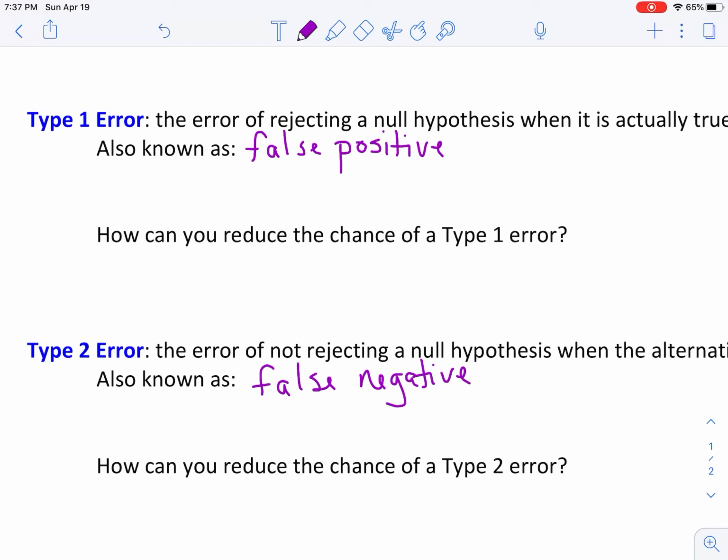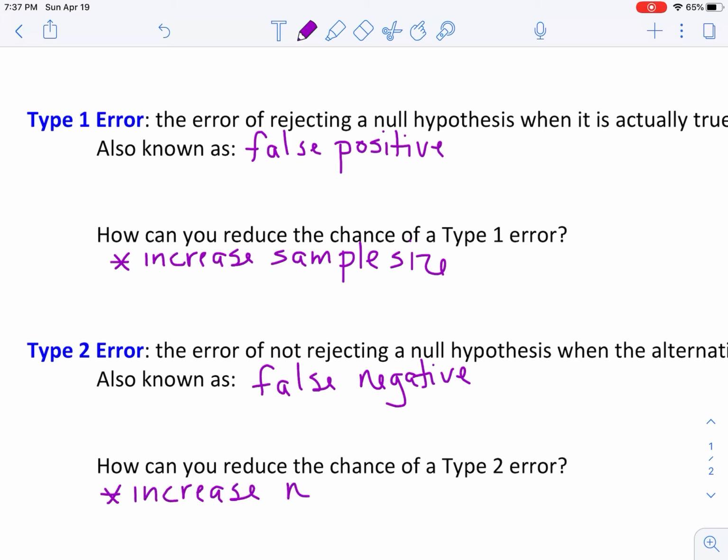Now, I asked you last week, how can you reduce the chance of these errors? The best way to reduce both of them, and this is what you guys got, is to increase the sample size. Right? That's always a good thing to do if you can.